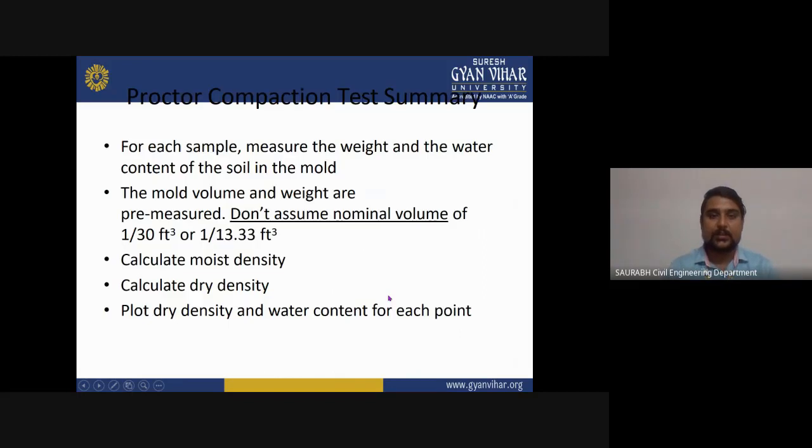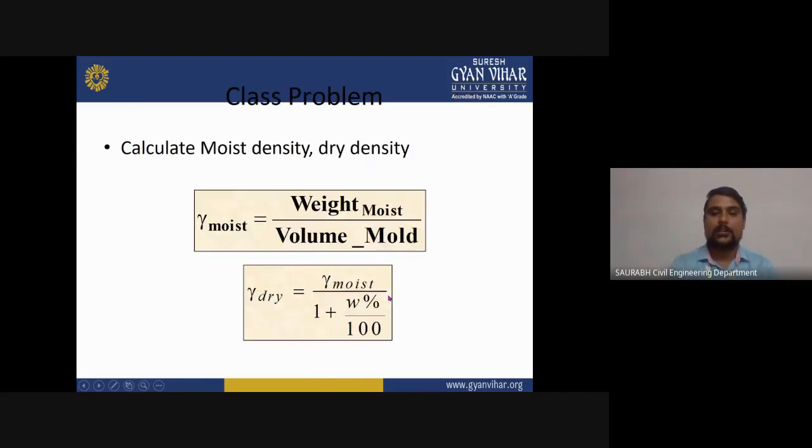And now, what we have to do in the Proctor compaction test summary, we will see here. For each sample, measure the weight and the water content of the soil in the mold. The mold volume and weight are pre-measured. Don't assume the nominal volume of 1/30 cubic feet and 1/13.33 cubic feet. Calculate the density, calculate the dry density, and plot dry density against water content for each point.